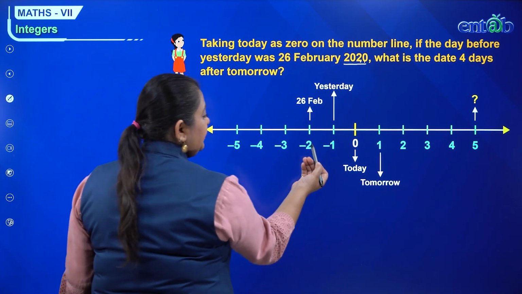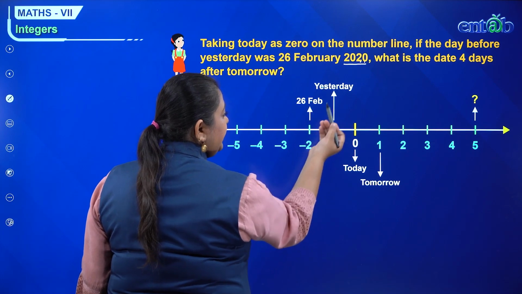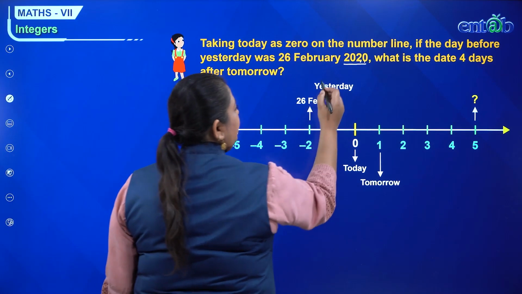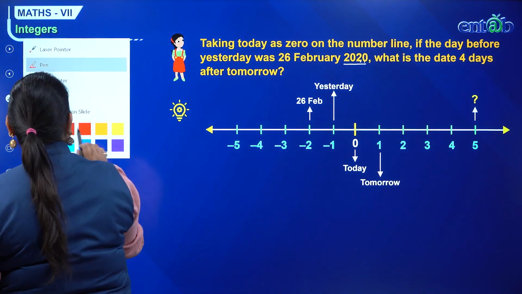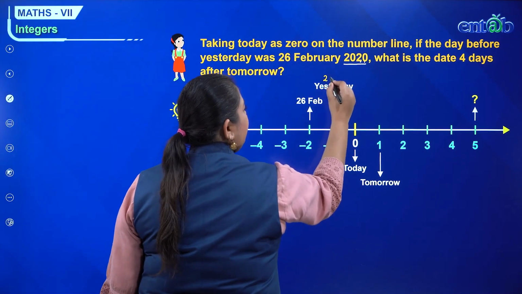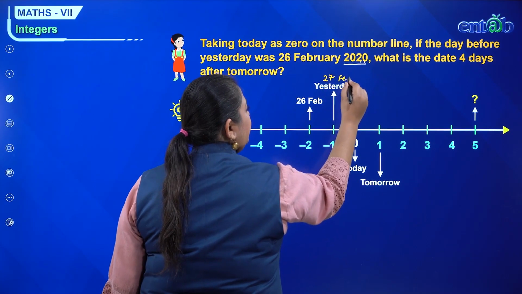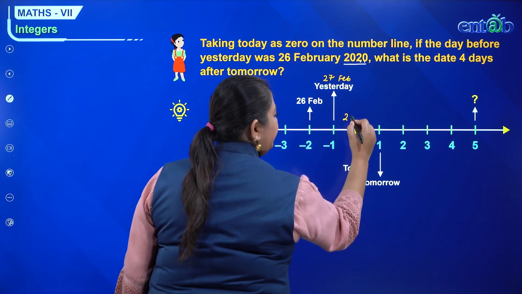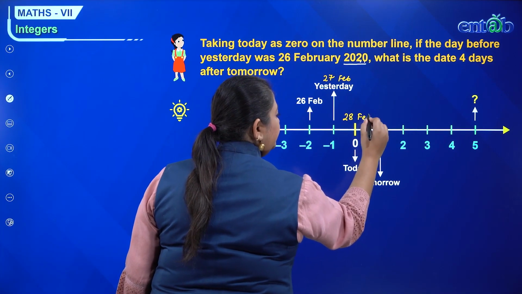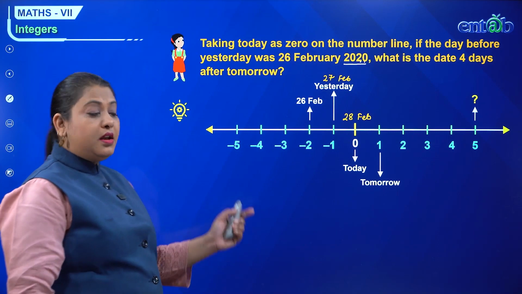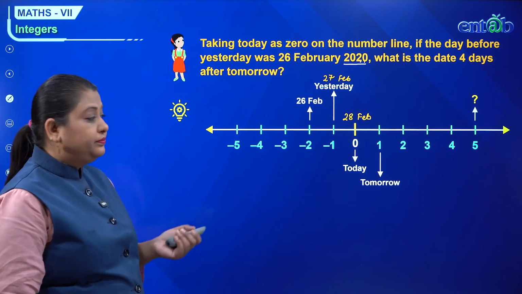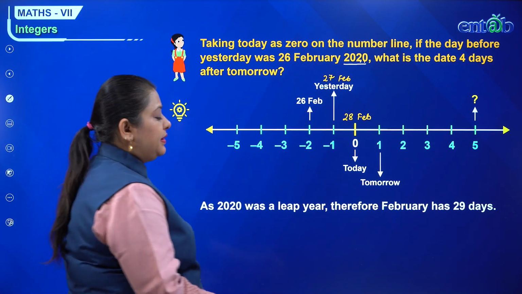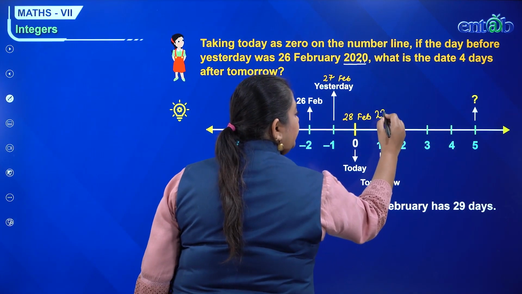So if this is 26th February, what would be the date on yesterday? That would be 27th February, right? So this would be 27th February. Then what would be the date today? It would be 28th February, correct? Now what would be the date tomorrow? It should be 29th February, correct?